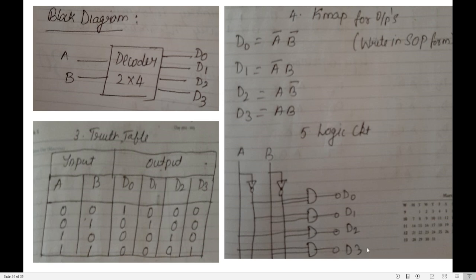With this, I have designed a 2x4 decoder. So this is the 2x4 decoder circuit. If I give 2-bit coded information, it converts into 4-bit information. Is it clear?